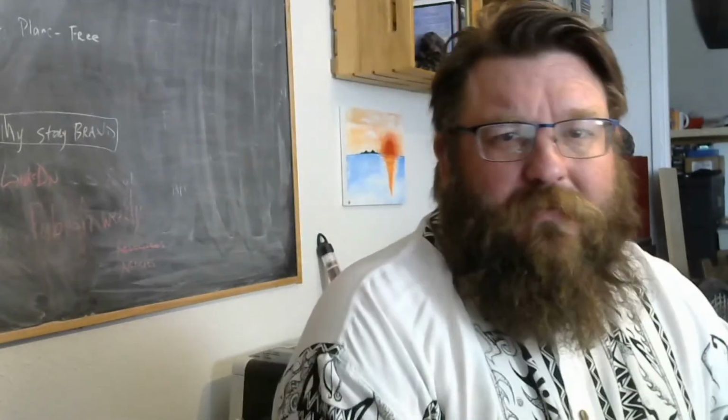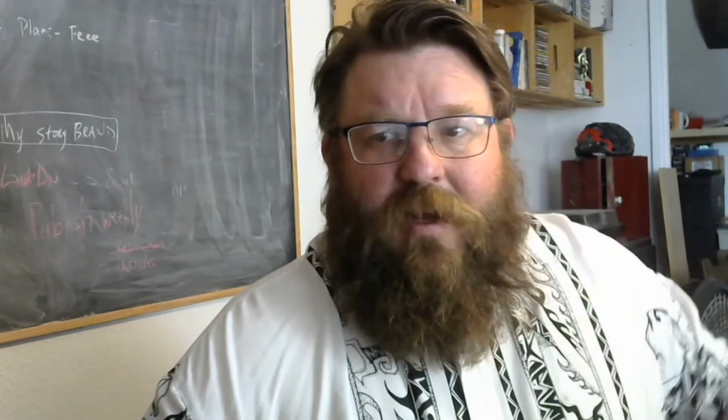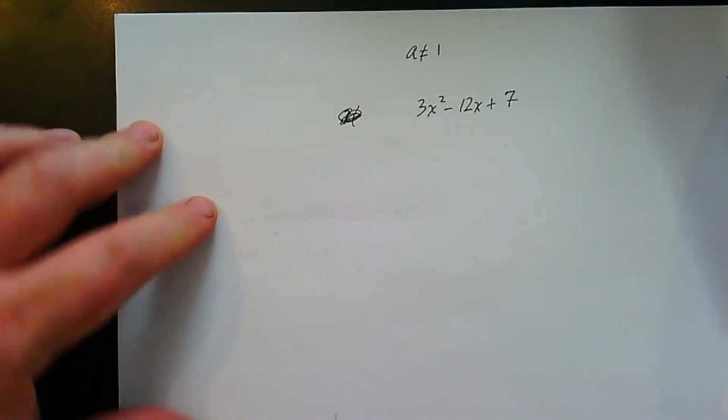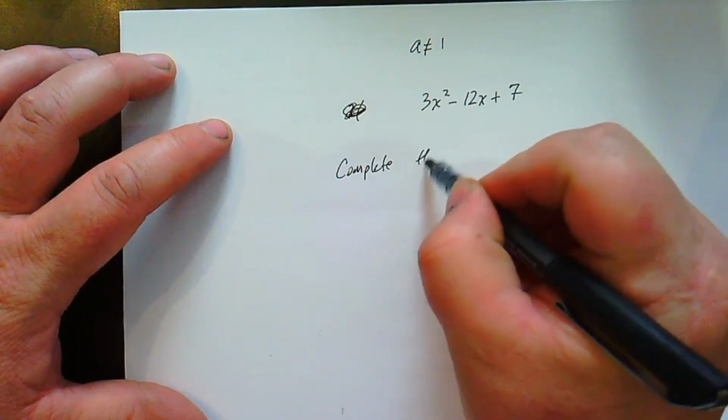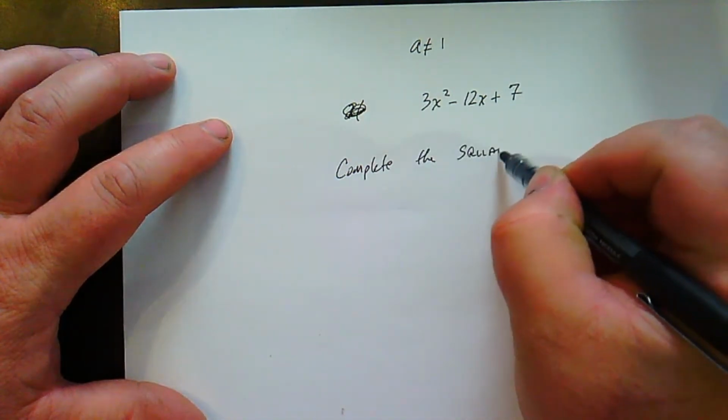What I'm going to do is give you 3 practice problems that you can try. If you want, you can leave your answers as a comment down below. If you're in my class, you can let me know through Google Classroom. So here's what I want you to do: complete the square for each of these.